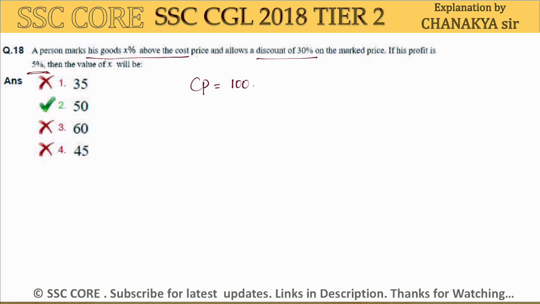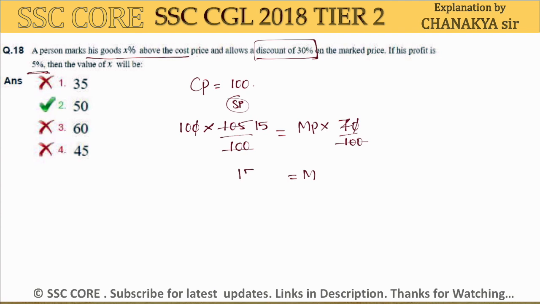See, on cost price 100 rupees, there is a profit of 5%. Profit 5%, this is the selling price. And on market price, you are offering 30% discount. 30% discount implies 70% is the value. If you simplify, 100, 100 cancel, 0, 0 cancel, 7, 15 times, market price is 150. If cost price is 100, market price is 150, so he is marking goods 50% above cost price.